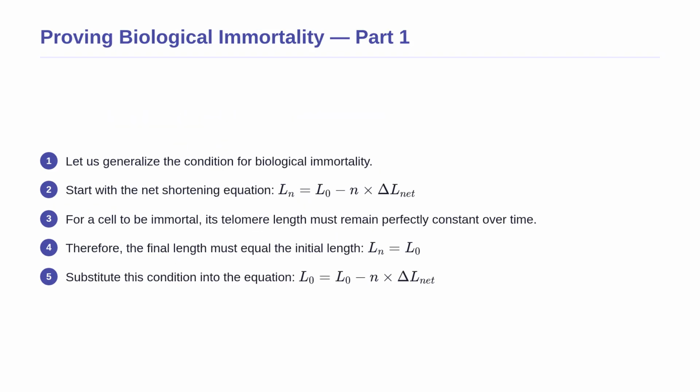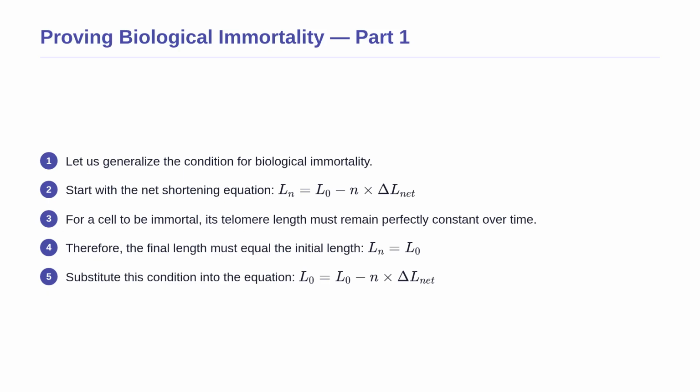The example we just solved actually reveals a profound mathematical truth about cancer, which we will now prove formally. What is the exact mathematical condition for biological immortality? We start with our net shortening equation. For a cell to be truly immortal and bypass the Hayflick limit, its telomere length must remain perfectly constant over time, no matter how many divisions occur.